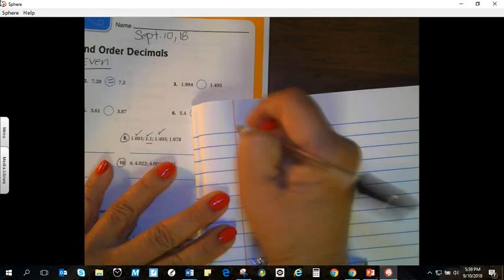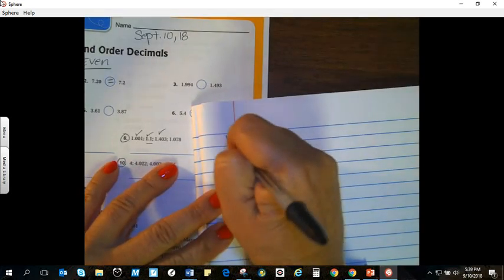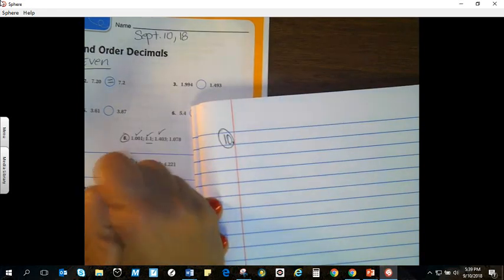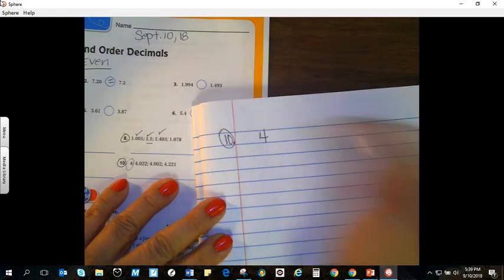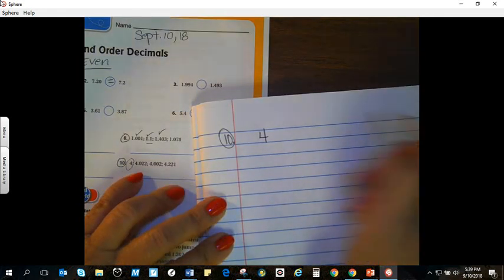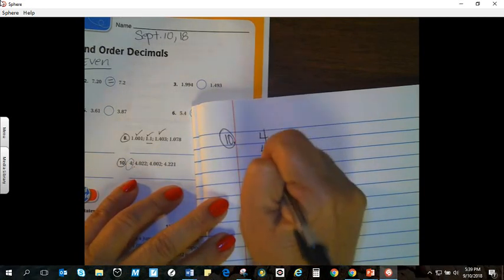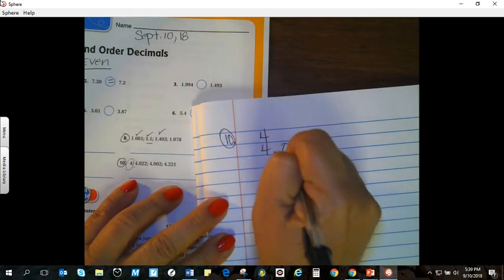All right, I got a call this evening on number 10. My buddy Ibram, let's see what we can do. All right, so I have the number 4 is my whole number. And next, my number in between these two semicolons is going to be 4 and 22 thousandths.